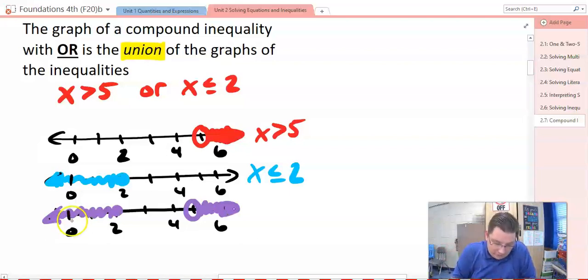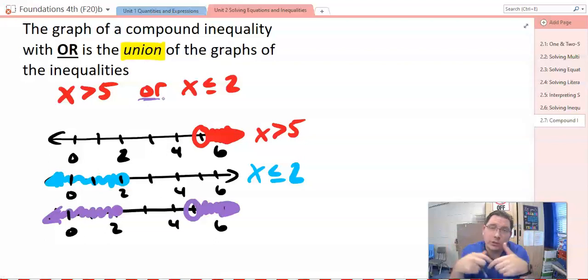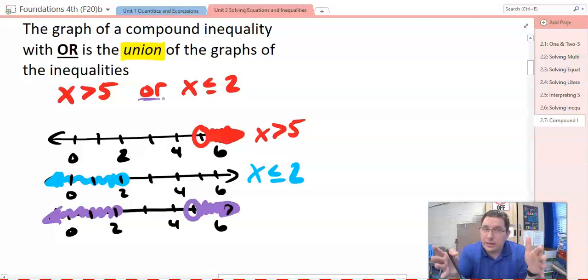Well, 0 would be a solution. Now, 0 is not greater than 5, but 0 is less than or equal to 2. And this is an OR statement. So remember what we talked about. The OR can be exclusive, where it's one or the other, or it can be inclusive, where it's both. And so in this case, this OR allows me to be exclusive, and it works in the one statement. It works here. As long as it works for one statement, it works for the entire compound inequality.